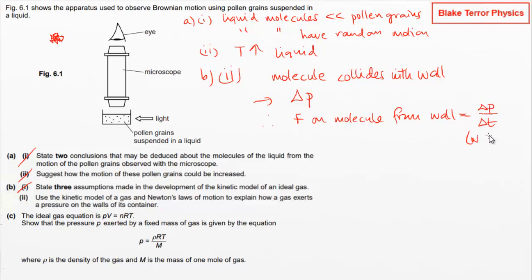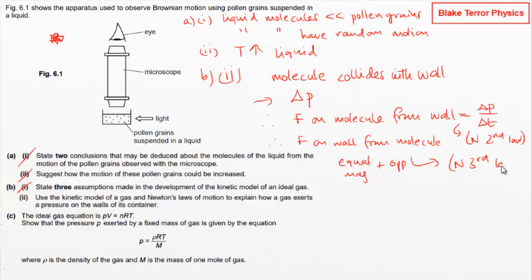is equal to the rate of change of the momentum. And then you can say there that's Newton's second law, because we certainly want to mention which Newton's laws we're using. Then we can say, therefore the force on the wall from the molecule, so flipping it around in our usual Newton's third law way of just changing the order of the words in the sentence, is the force on the wall from the molecule is equal magnitude and opposite direction. And then we can say that's Newton's third law.